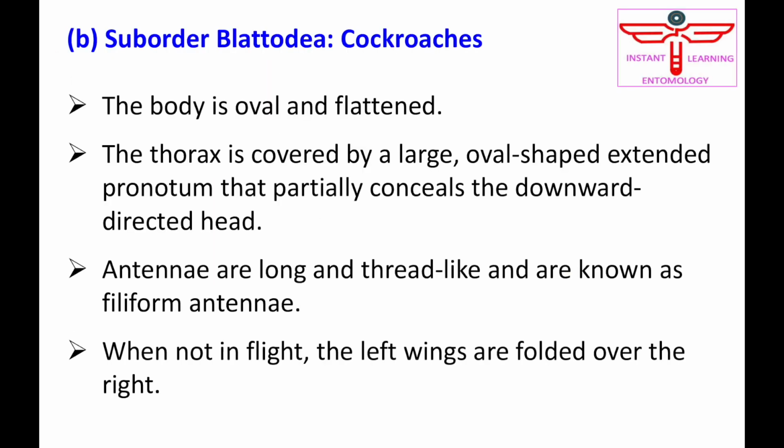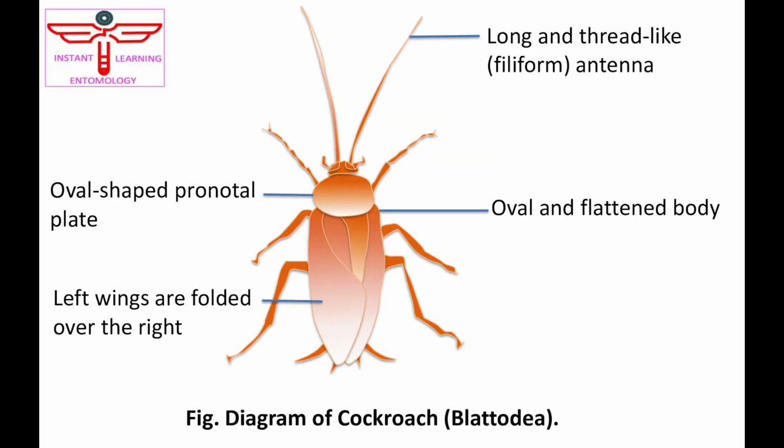Suborder Blattodea, the cockroaches. The body is oval and flattened. The thorax is covered by a large, oval-shaped extended pronotum that partially conceals the downward-directed head. Antennae are long and thread-like and are known as filiform antennae. When not in flight, the left wings are folded over the right.